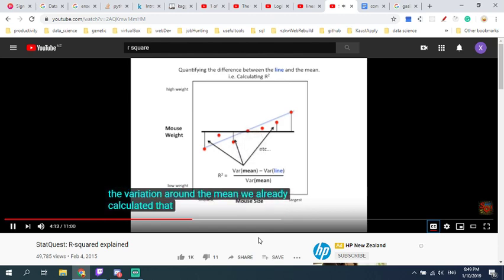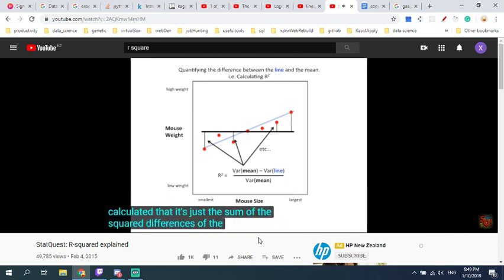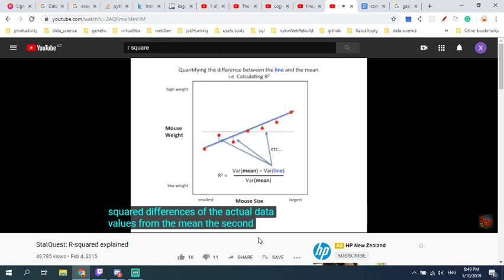We already calculated that. It's just the sum of the squared differences of the actual data values from the mean. The second part of the equation is the variation around our new blue line. This is calculated in a very similar way. Here, we just want the sum of the squared differences between the actual data points and our new blue line.